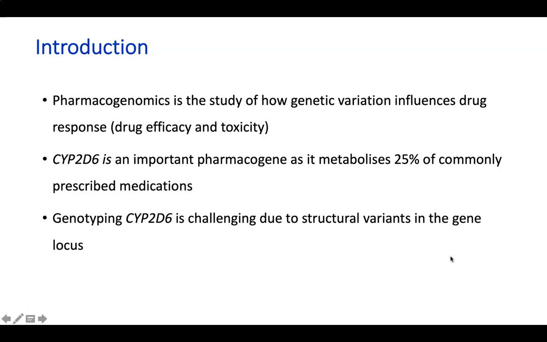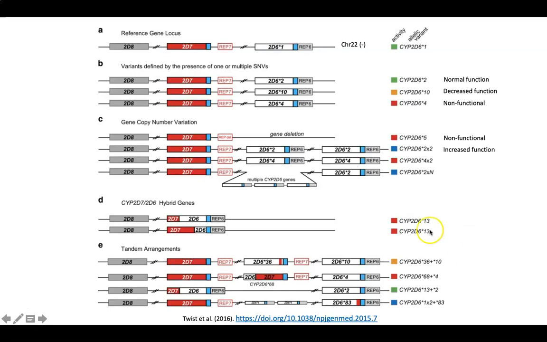However, genotyping CYP2D6 is quite challenging due to the structural variants in the gene locus. I've included this image from Twist et al. 2016, and it shows a number of haplotypes in CYP2D6, or star alleles as we normally call them. So here we see CYP2D6 located on the minus strand of chromosome 22 alongside two pseudogenes, CYP2D7 and CYP2D8.